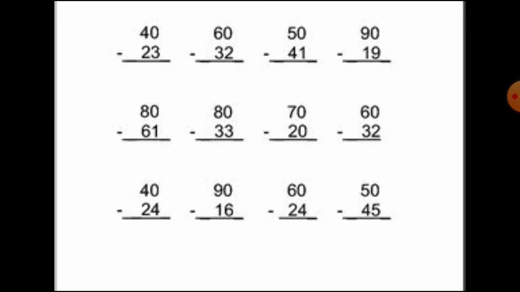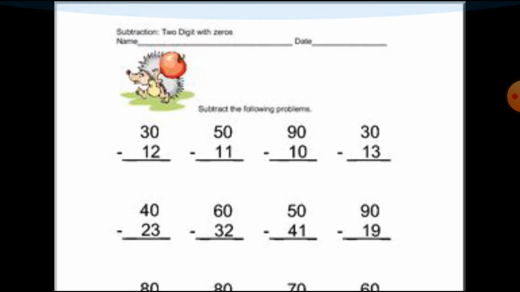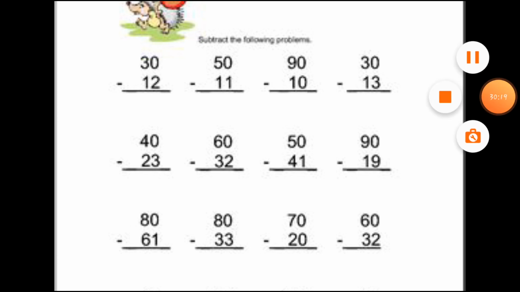In the 40 minus 24, need to regroup. 90 minus 16, you have to regroup this sum. 60 minus 24, you have to regroup it because 0 is at the top side. Here 50 minus 45, you also have to regroup, students. So this is your worksheet. I sent this worksheet to your WhatsApp group. Hope you write this down in the worksheet in the square line book, students.